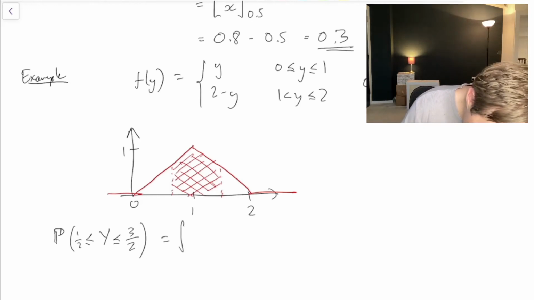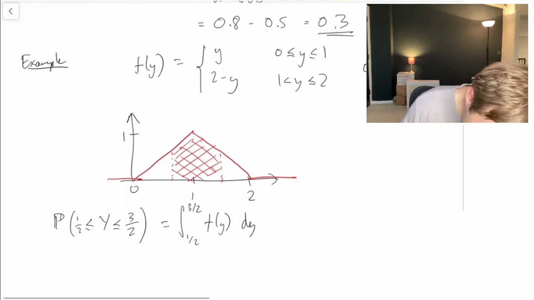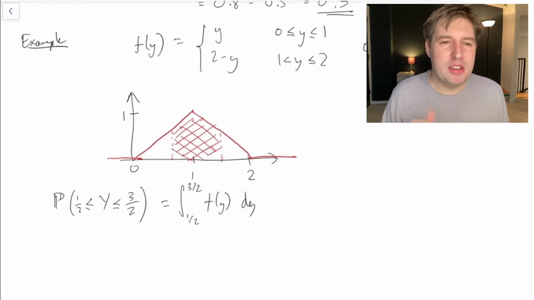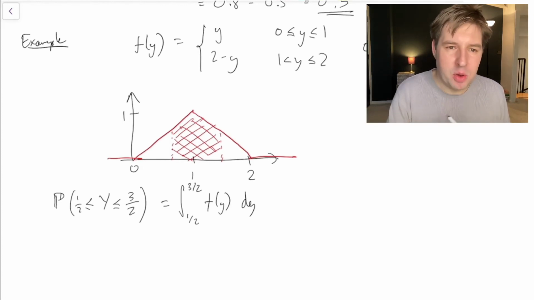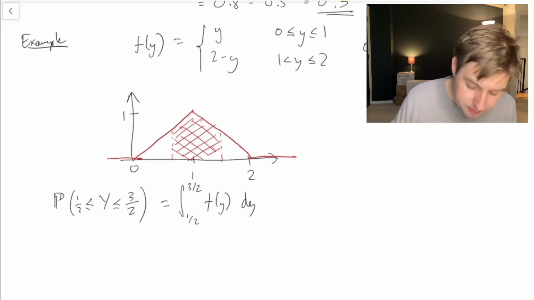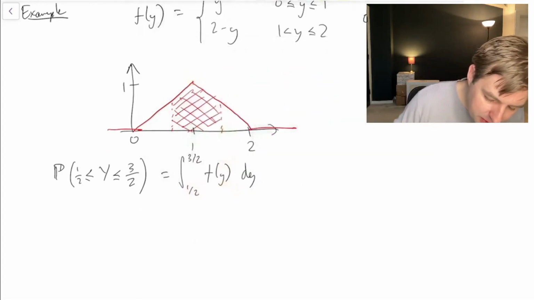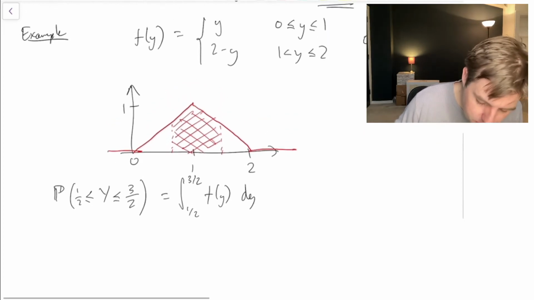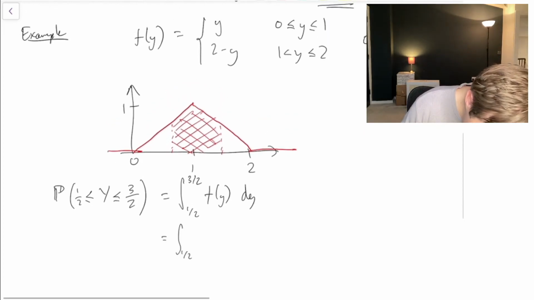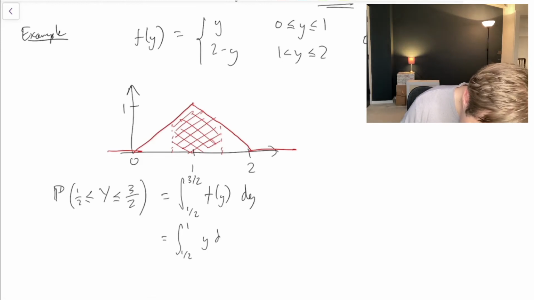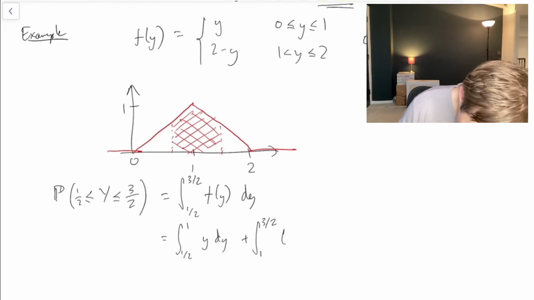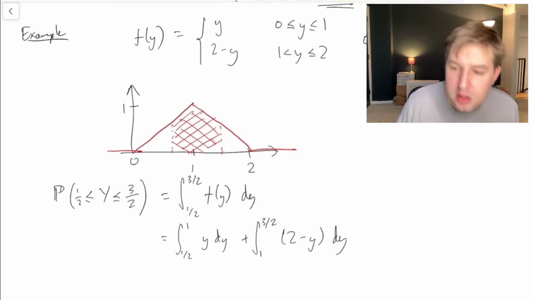It's the integral between 1/2 and 3/2 of f of y dy. Now, here, f of y is defined differently depending on whether you're less than 1 or bigger than 1. So we're going to split up this integral into the less than 1 bit and the bigger than 1 bit and do them separately to allow for the fact that the definition up here is different. So when we're between 1/2 and 1, the function is equal to y dy, whilst when we're between 1 and 3/2, that's 1.5, it's 2 minus y dy.